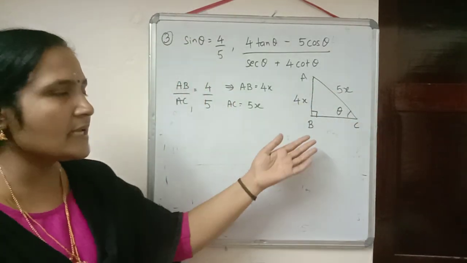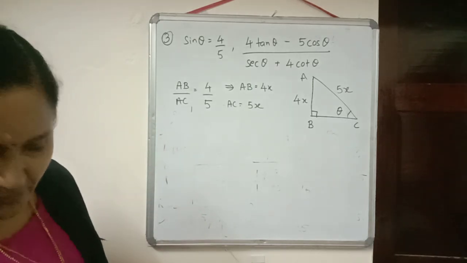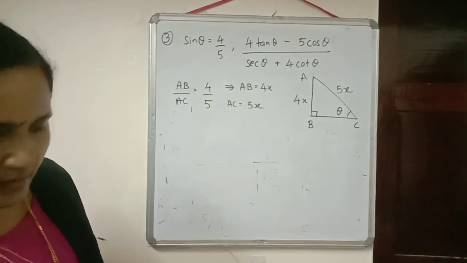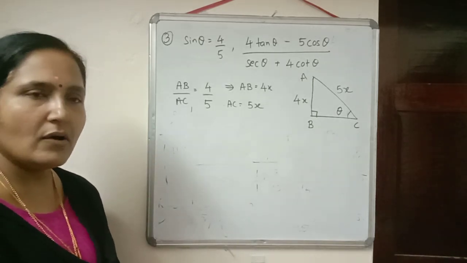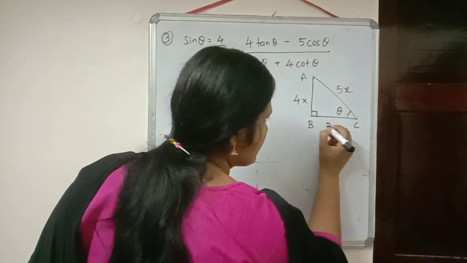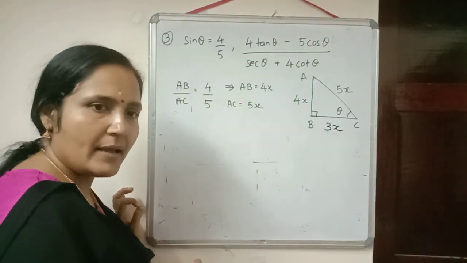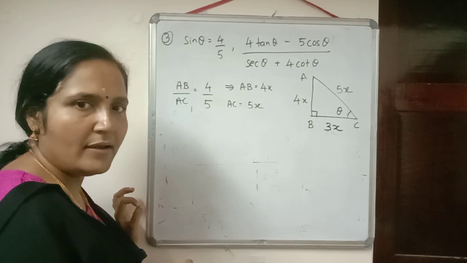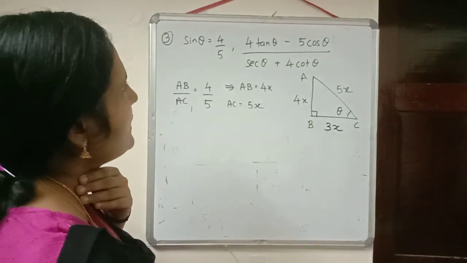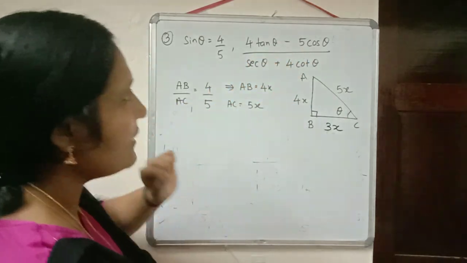Now all of you, just to calculate the value of BC using Pythagoras theorem, do it by yourself. Check what will come. Have you calculated? Okay, what is coming? Yes, it will be equal to 3x. So we are getting BC is equal to 3x. Am I correct? BC will come 3x only? Yes, okay. Now, let's check what trigonometric ratios we need now. Yes, we need cos theta, tan theta, sec theta and cot theta.